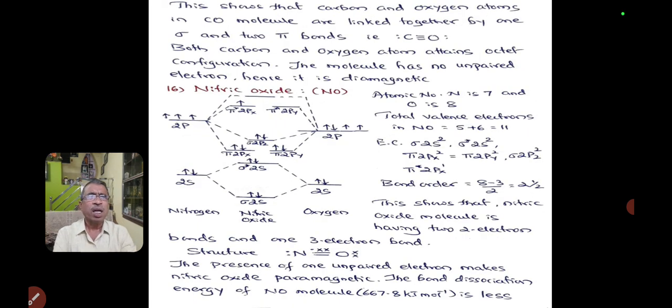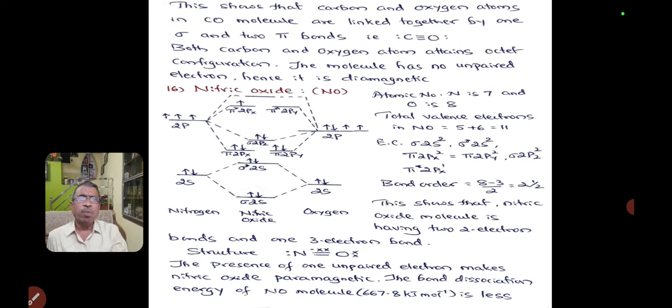This shows that the carbon and oxygen atoms in the carbon monoxide molecule are linked together by 1 sigma and 2 pi bonds. The structure is shown as C triple bond O, where carbon has one lone pair of electrons, oxygen also has one lone pair of electrons, and each of carbon and oxygen attains octet structure. The molecule has no unpaired electron, hence it is diamagnetic in nature.